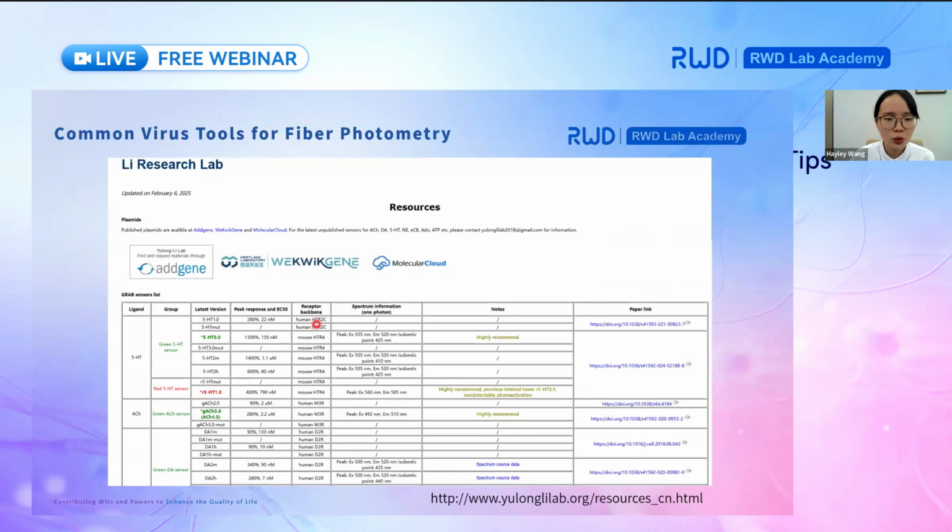Professor Li Yulong's laboratory at Peking University is a benchmark and a leader in the development of neurotransmitter probe tools in the industry. So their lab has its own website where they regularly update the newly developed neurotransmitter probe tools and the corresponding published articles. So you can find them frequently and ask questions and get answers about the probes on the website.